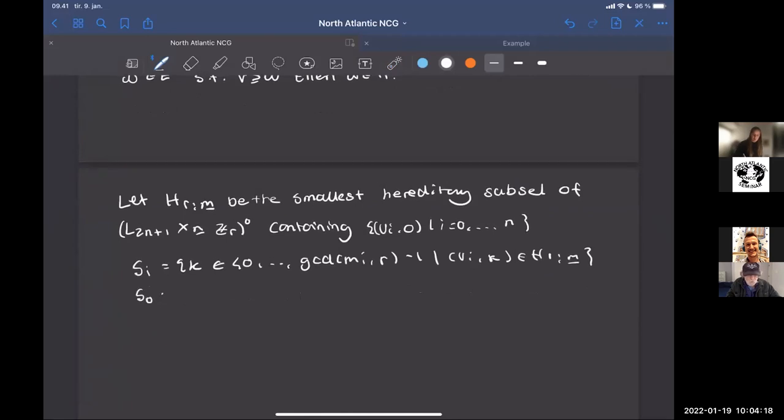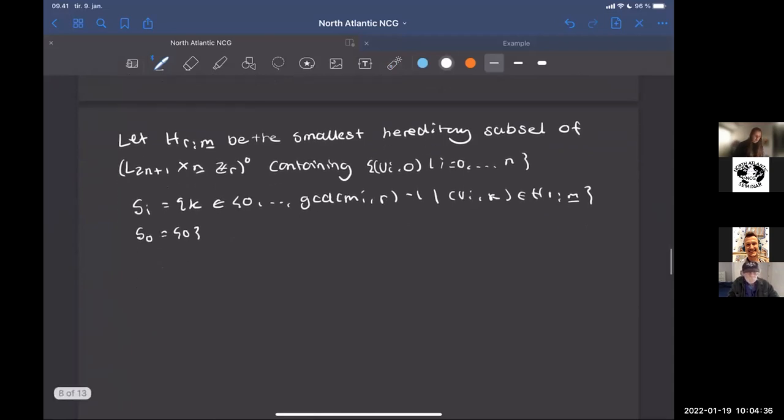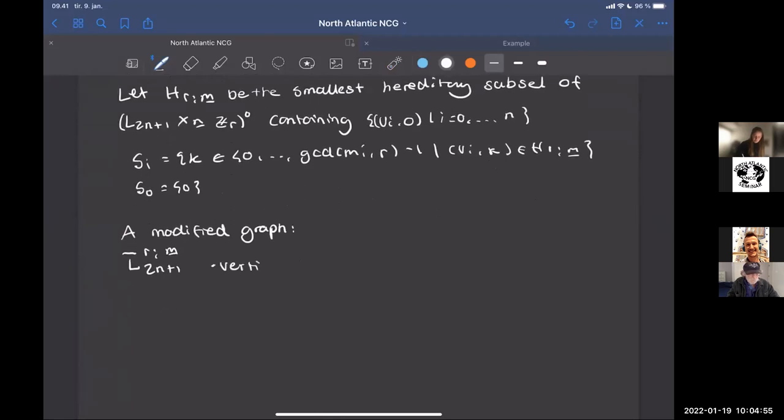Here also note that S_0 only consists of 0, because if you have some cycles at the first level, then you don't have any edge from v_{0,0} to some v_{0,k}, where k is greater than this greatest common divisor minus 1. Now we have a modified graph, which we denote by L_{2n+1} bar, M. It has vertices v_{i,k}, where i goes again from 0 to n, but now k lies in this S_i. So in some cases, we have removed some of the vertices.